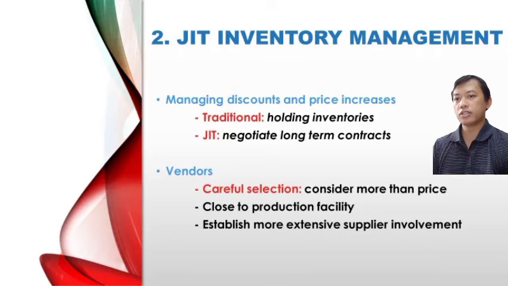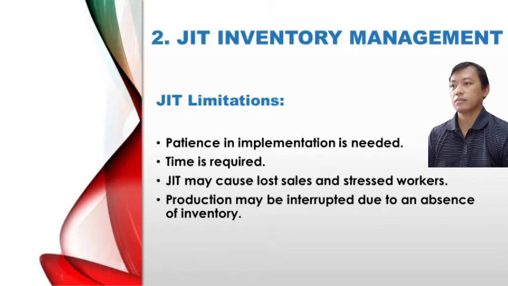And another is the vendors. So in vendors, we need careful selection. We have to consider more than the price and closeness to the production facility, and establish more extensive supplier involvement. So next we have JIT limitations. Patience in implementation is needed. Time is required. JIT may cause lost sales and stress workers, and production may be interrupted due to an absence of inventory.